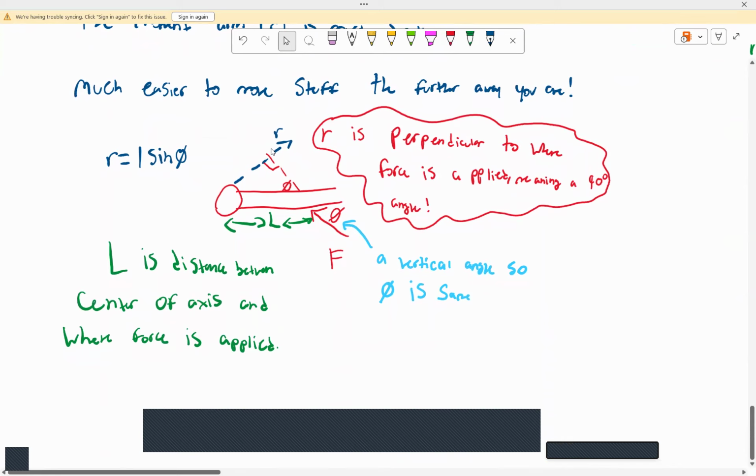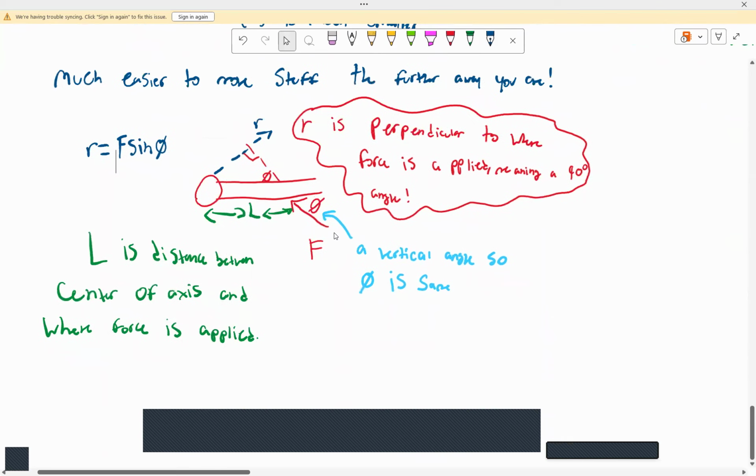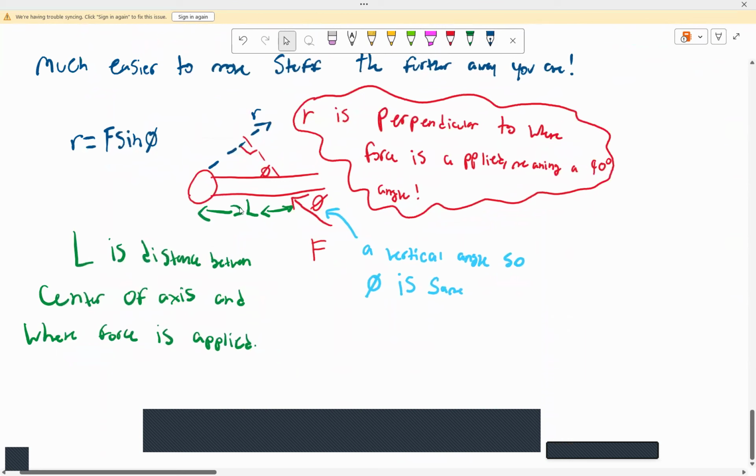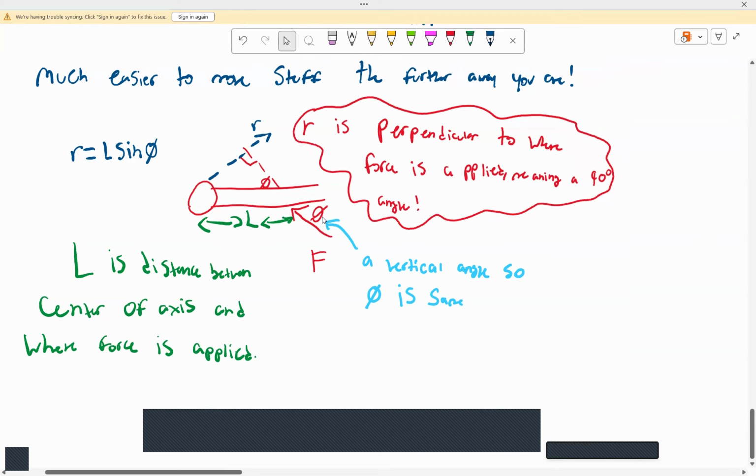Okay, and then I have something similar that is on an angle, so I kind of added a fourth variable. L is the flat distance between the center of the axis and where the force is applied. I'll let the picture more or less speak for itself.